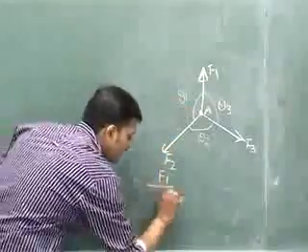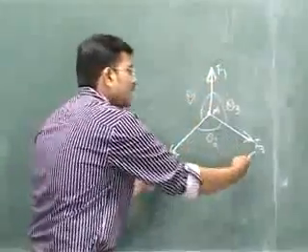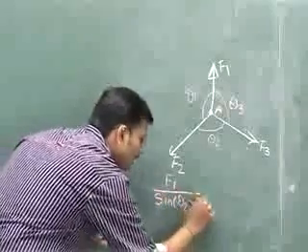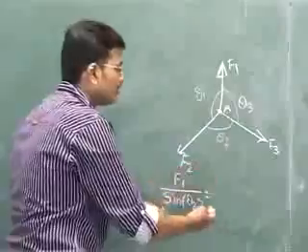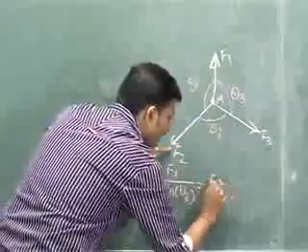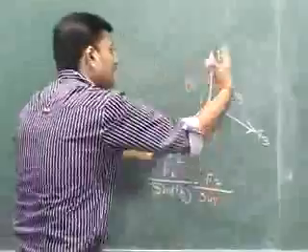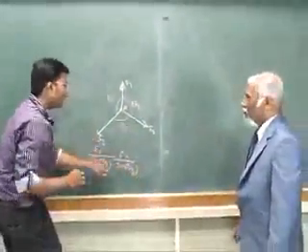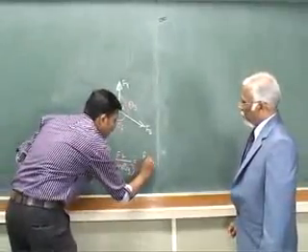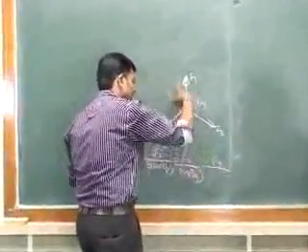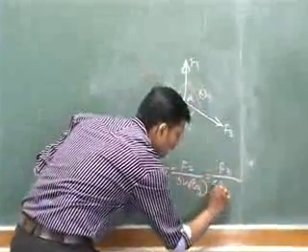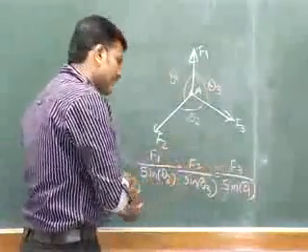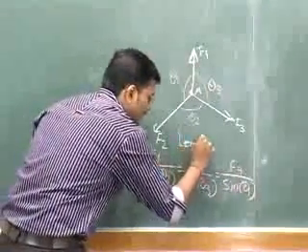Lami's theorem, which says the force divided by the sine of the angle between the other two forces remains constant. So when you take F2, the sine of the angle is between F1 and F3, theta 2. Similarly, F3 divided by sine of theta 3. If you are taking this force, the angle between F1 and F2 is important, so sine of theta 1. So this ratio remains constant. That is nothing but your Lami's theorem.